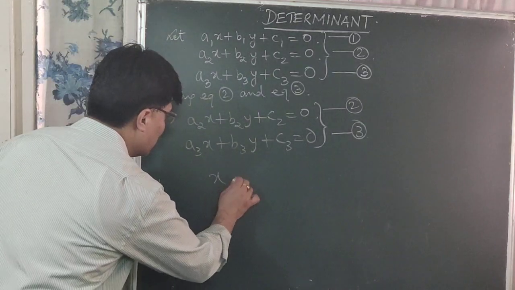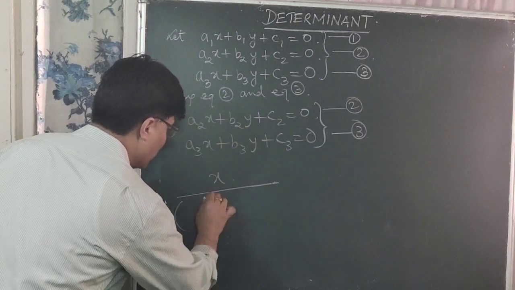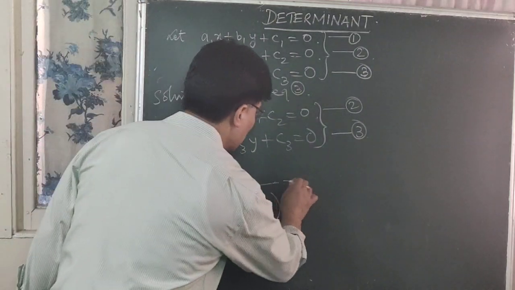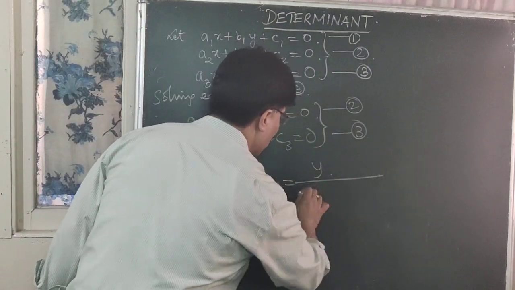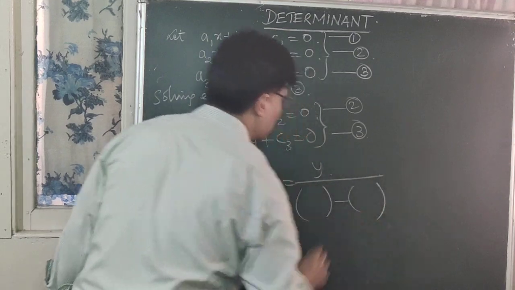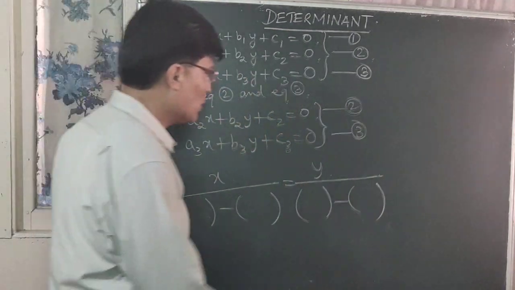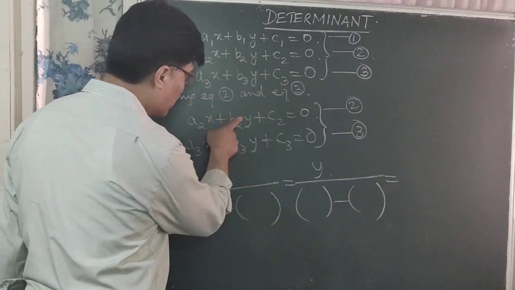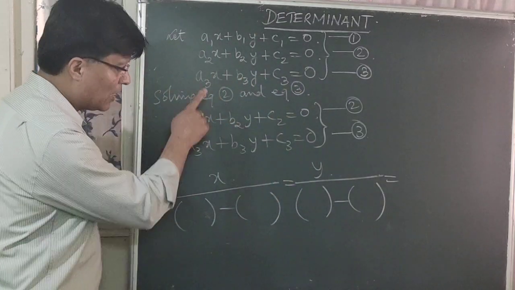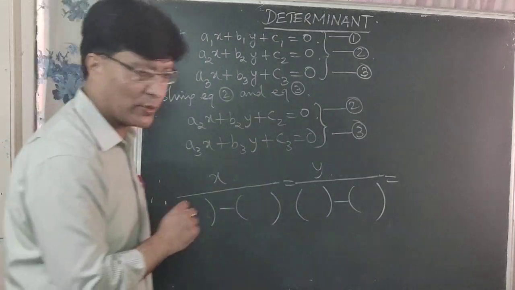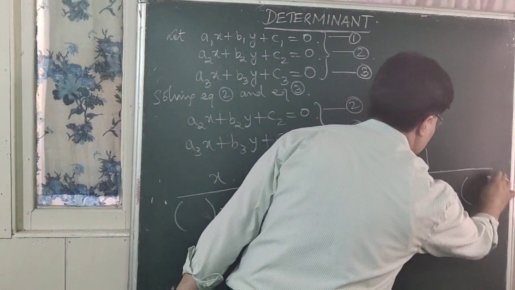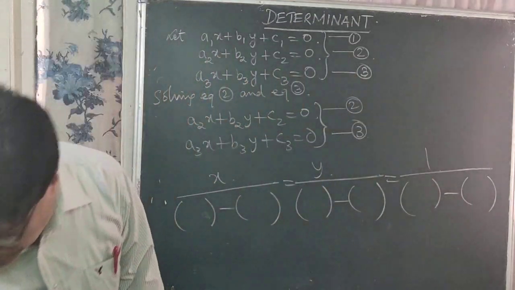x upon first term minus second term, right, is equal to y upon first term minus second term, is equal to then यो x को यहाँ x आयो, यो y को यहाँ y आयो, अब constant term को चाहिँ के लेख्छौं, 1 लेख्छौं हामी, 1 upon this is first term minus second term, right?